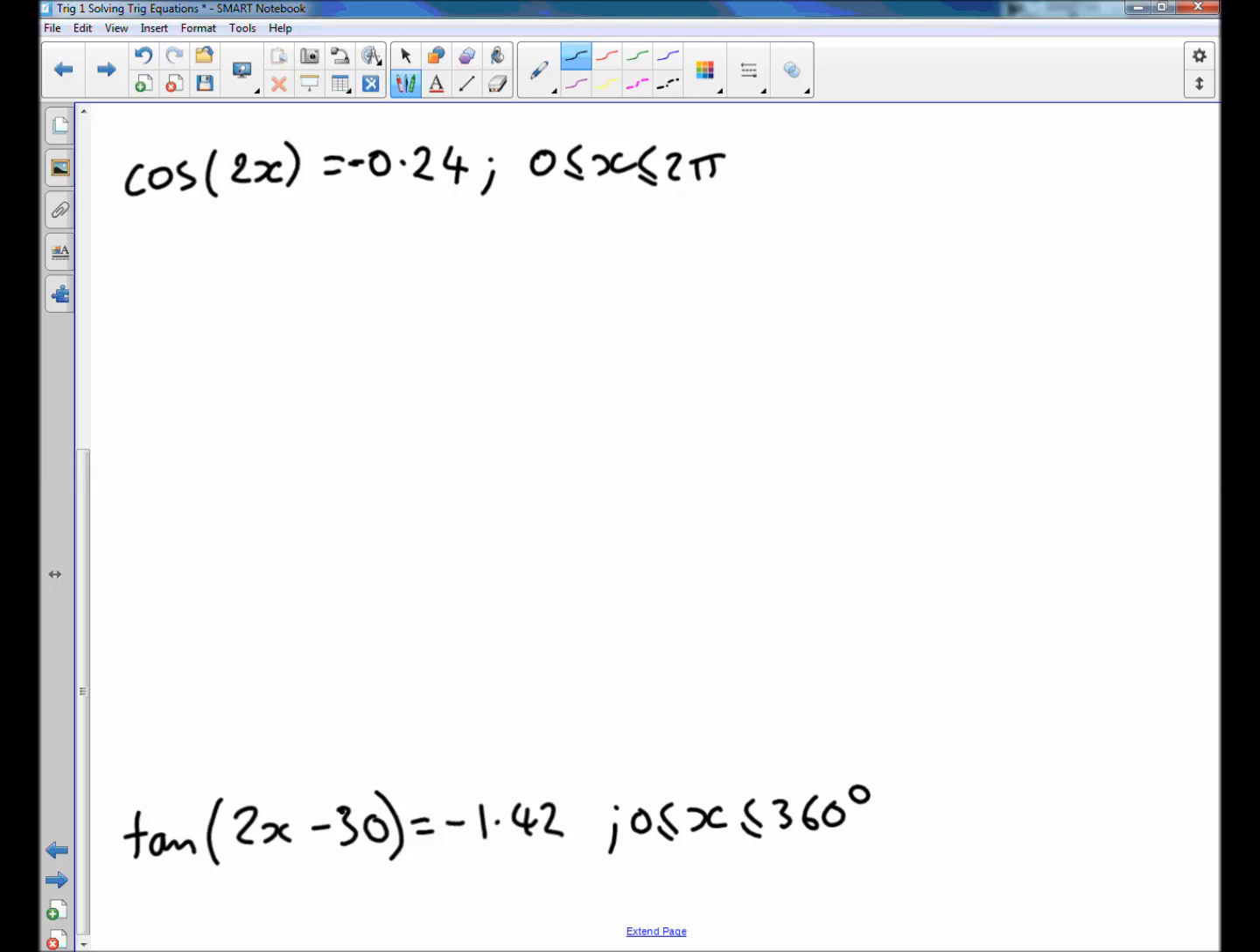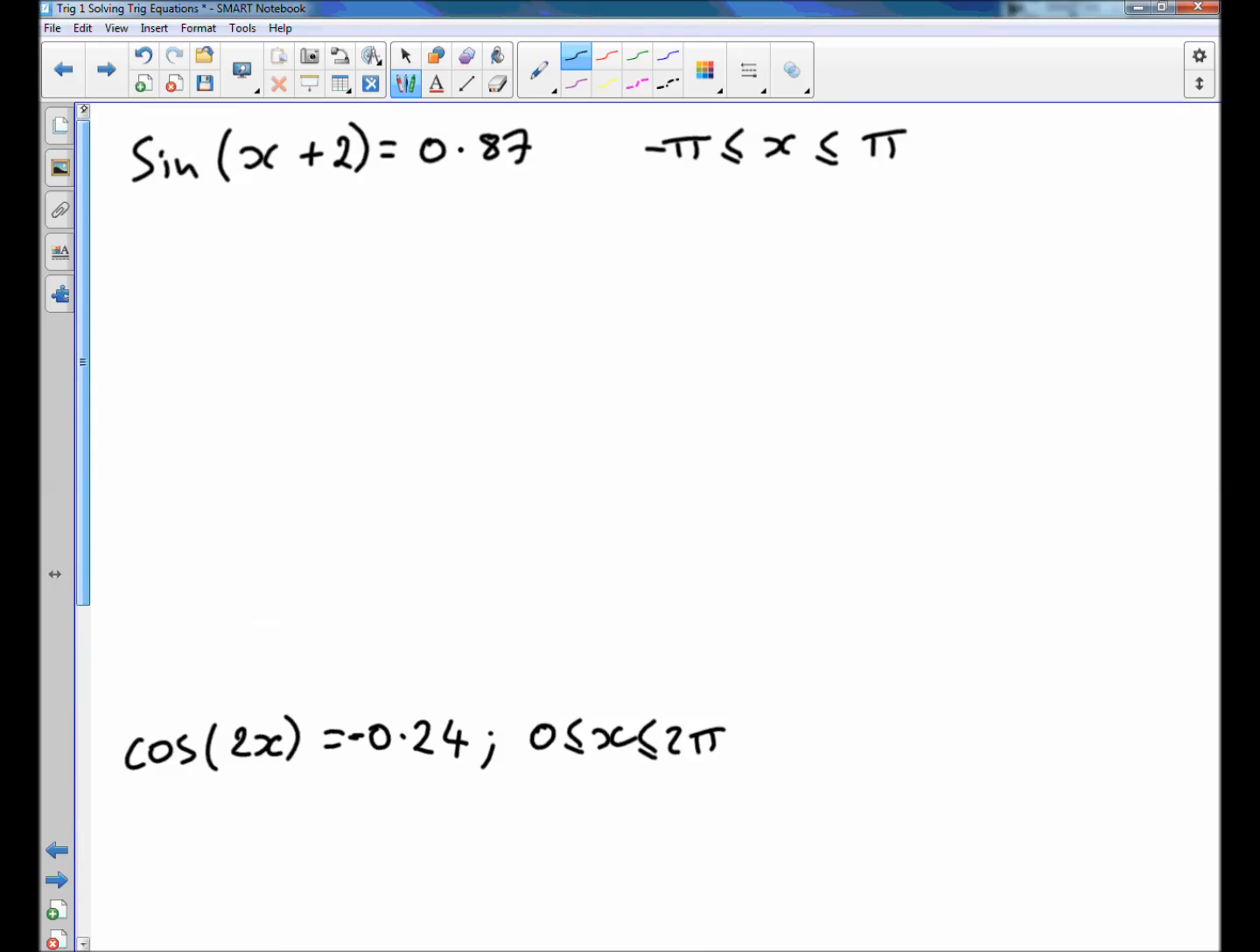So, I don't particularly fancy having to go through and sketch transformed trig functions. I can do it if I have to. If I don't have to, I'm going to avoid it. And I'm going to avoid it by using a method called substitution. So the first thing I'm going to do for this first trig equation, sine of x plus 2 equals 0.87, is I'm going to say let u equal x plus 2. So I get sine of u equals 0.87.